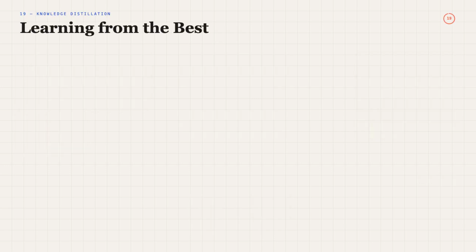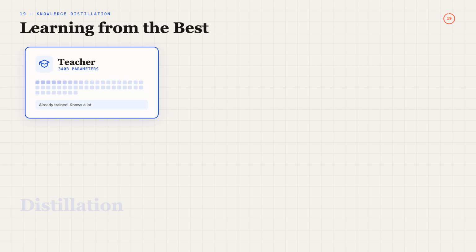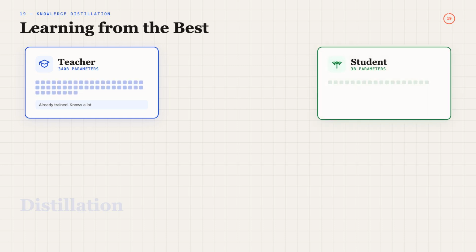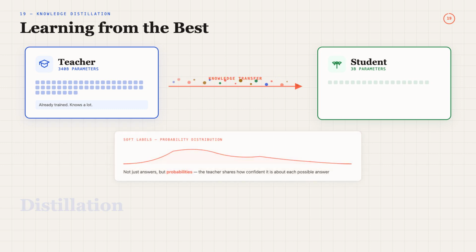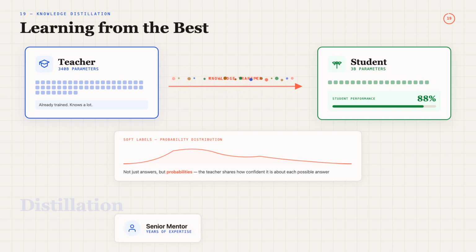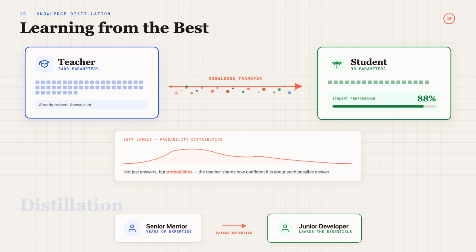Knowledge distillation is how you make a small model almost as smart as a big one. You have a large teacher model that already knows a lot. You train a smaller student model to mimic the teacher's answers. Not just the final answer, but the probabilities behind it. The student can't learn everything, but it captures the most important patterns. It's like a senior mentor passing their expertise to a junior developer.